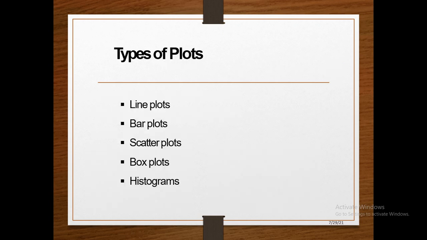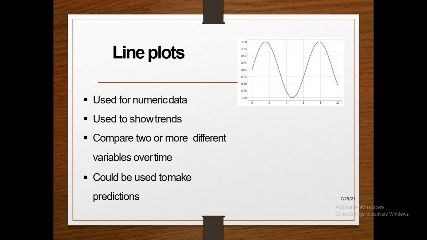There are different types of plots. The first is line plot, bar, scatter, box, histograms. So you can plot your data and visualize data in many forms, and you can also get the insight for your business. So first is line plot.